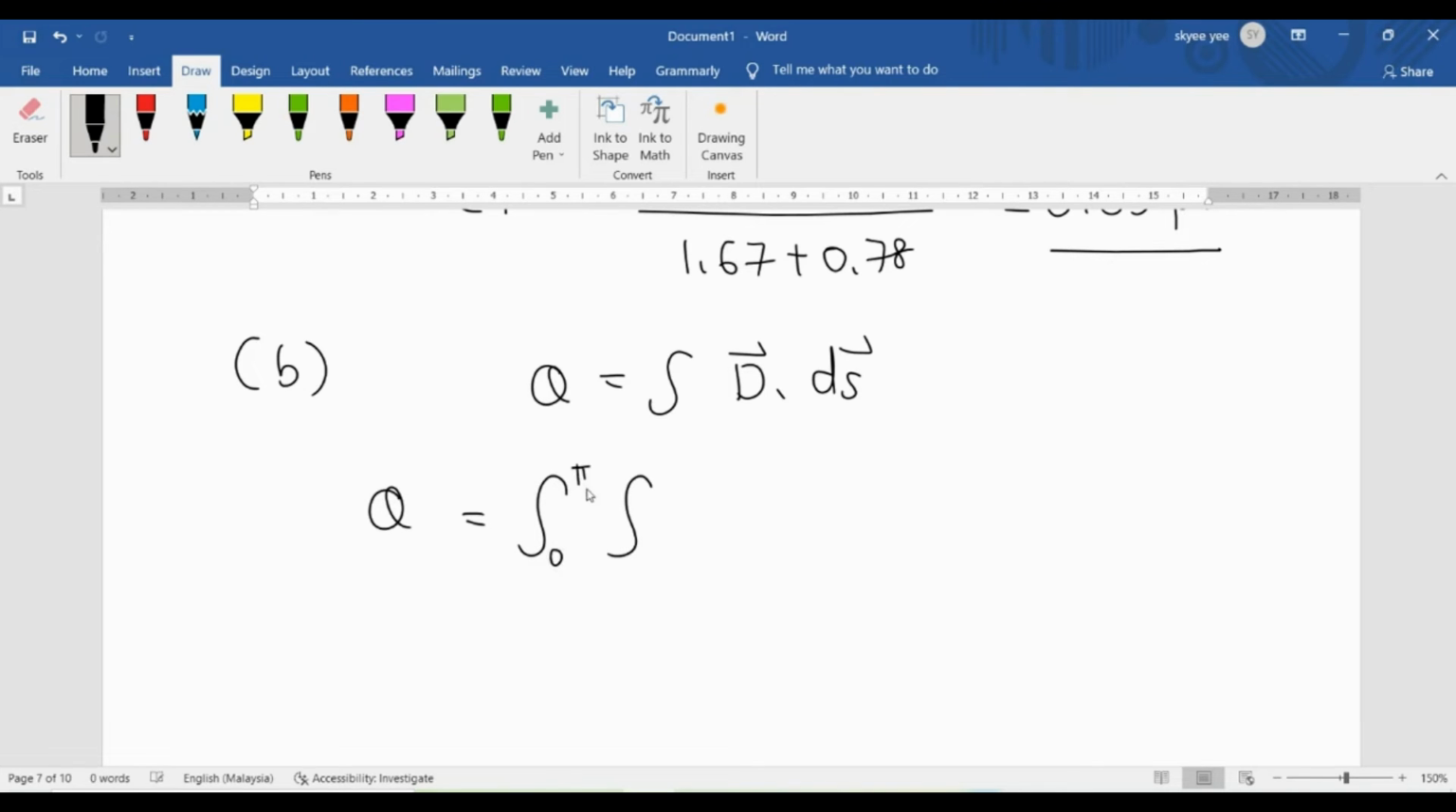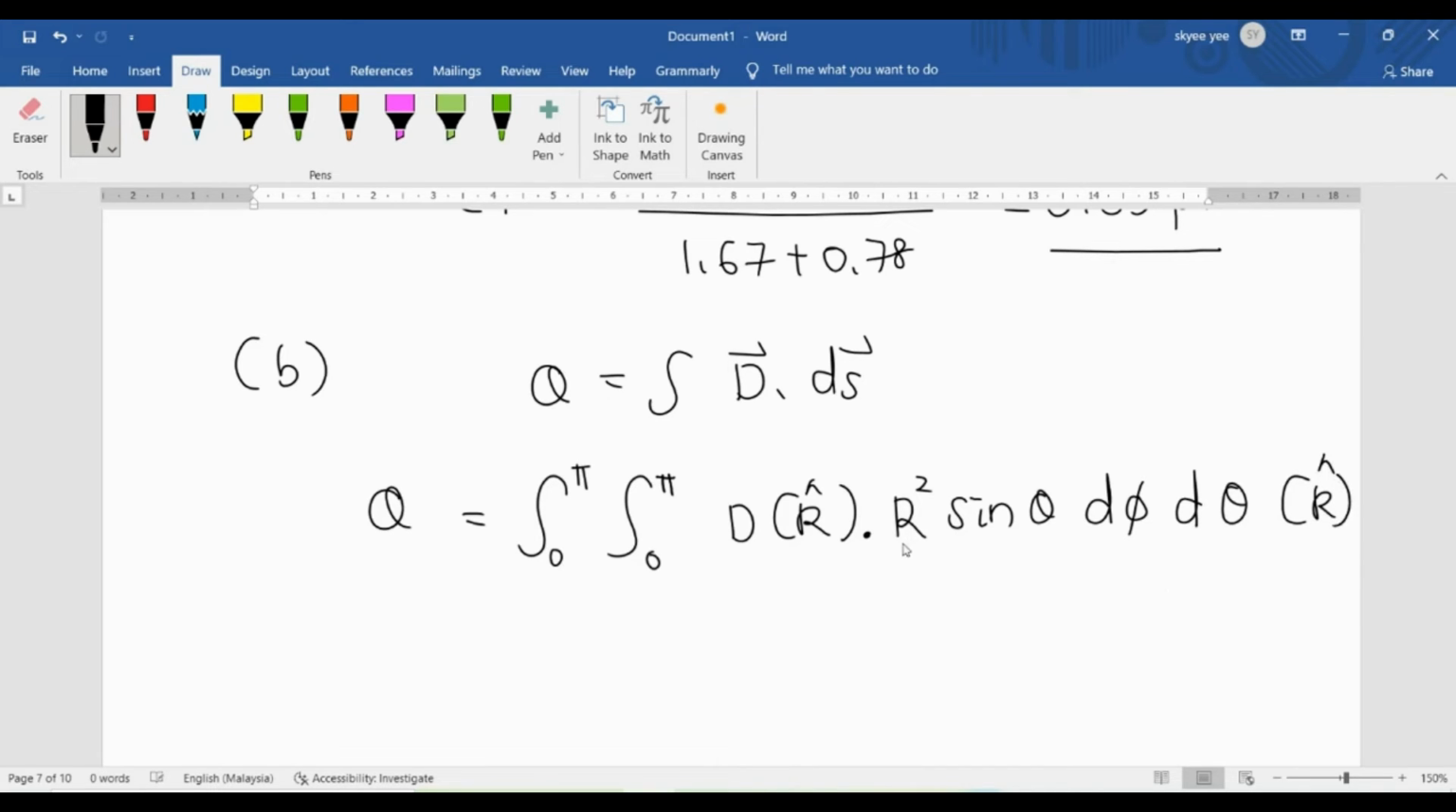So you have 0 to pi, 0 to pi. The d is in the r direction, dot product with r square sine theta d phi d theta. So this whole thing is a dx. I explained before where this comes from, look at the formula sheet. So this cancels out, right? So you have the dr square.